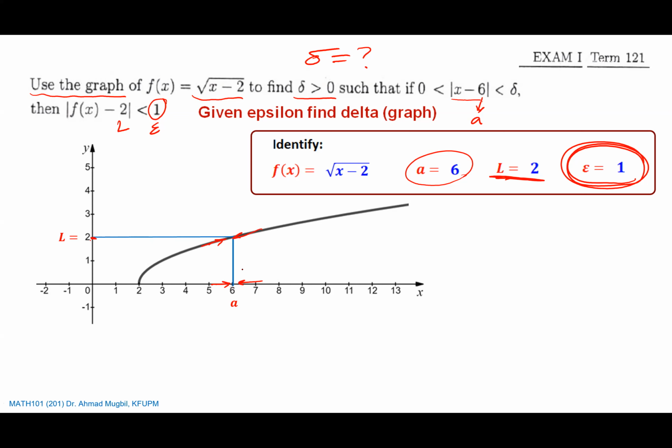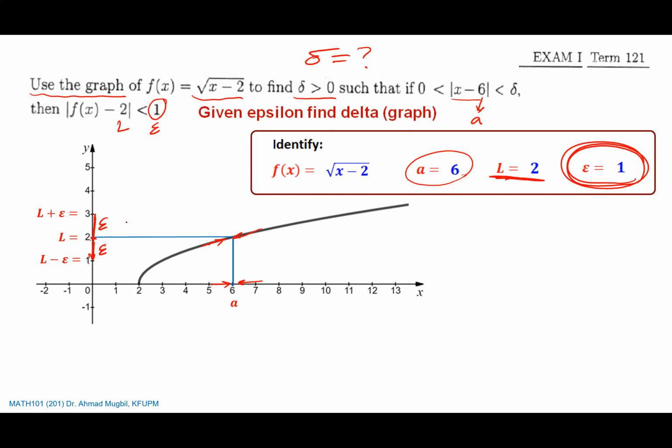Now, what is epsilon? Epsilon is 1. So it means that you will add epsilon and you will subtract epsilon. When you add epsilon here, it will be 3. So this will be L plus epsilon, and this will be L minus epsilon. Epsilon is 1, so you add it to 2, it will be 3. This is the interval where your function will be. Your function will be between 1 and 3.